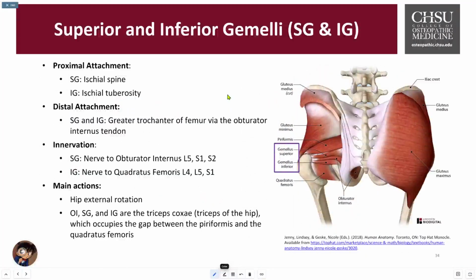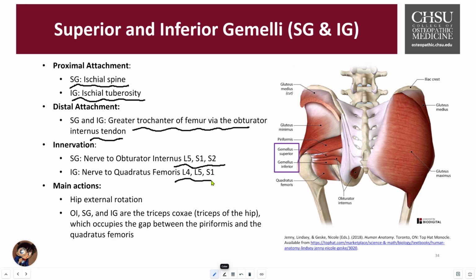All right, the superior and the inferior gemelli muscle. The superior gemelli originates from the ischial spine, and then the inferior gemelli comes from the ischiotuberosity. They both share a distal attachment at the greater trochanter of the femur via the obturator internus tendon. Be mindful that the innervation is different. The SG, obturator internus, comes from L5, S1, S2, and the IG comes from L4, L5, S1.